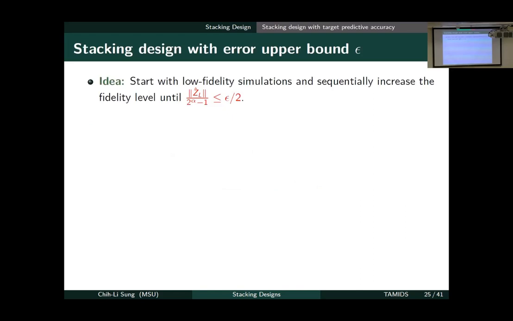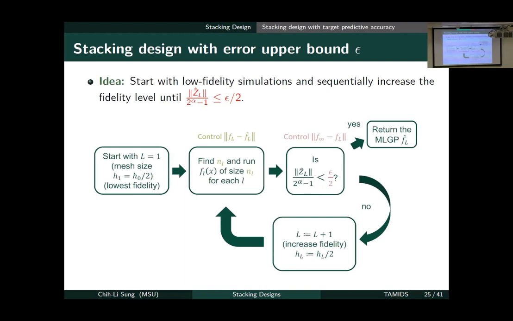We start with a low fidelity simulation, just single fidelity simulation, but maybe with large mesh size. Okay, we start with a very low fidelity simulation. And we sequentially increase the fidelity level until this condition is satisfied, until this simulation error is really smaller than half of epsilon. So this is how our algorithm works.